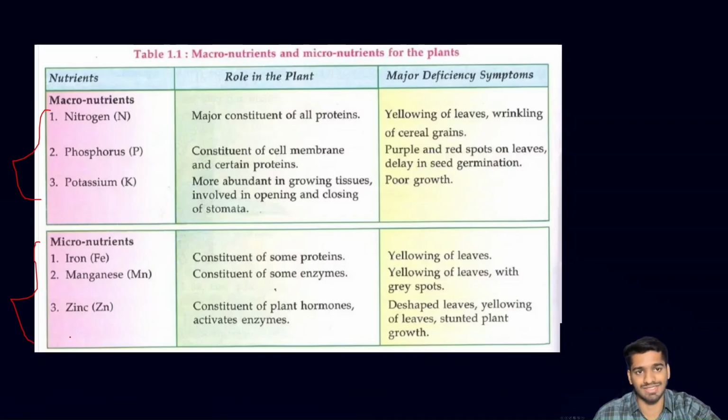And last, we have zinc. Zinc is an important constituent for plant hormones. There are many hormones inside plants, and you also need zinc for enzyme activities. So if there is deficiency, what are you going to see? Some symptoms: distorted leaves, which means the shape of the leaves will be off. There is again yellowing of leaves and stunted plant growth. The growth will be stopped. So if you look closely, almost everywhere you can see yellowing of the leaf. So it is easy to remember.